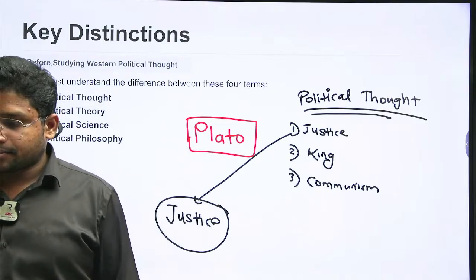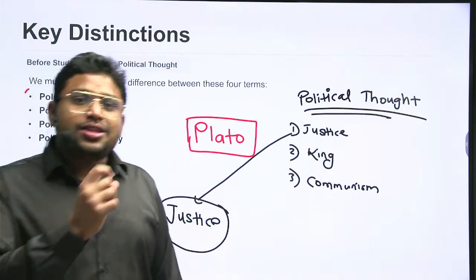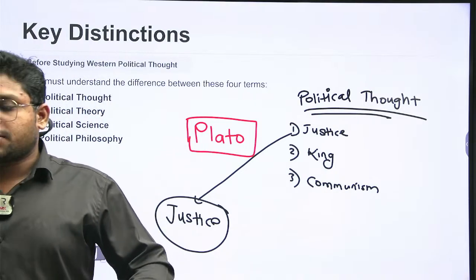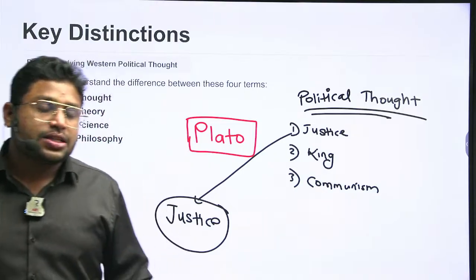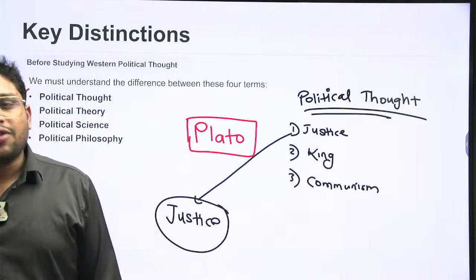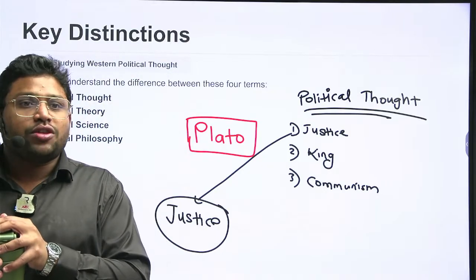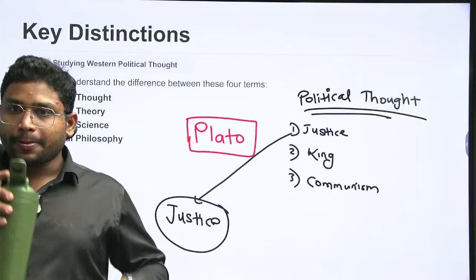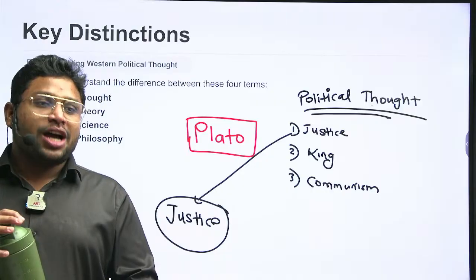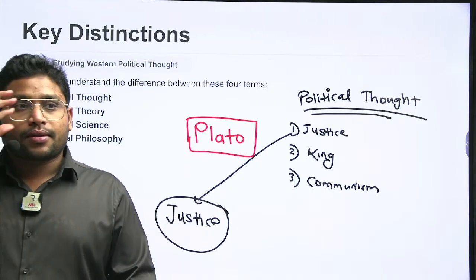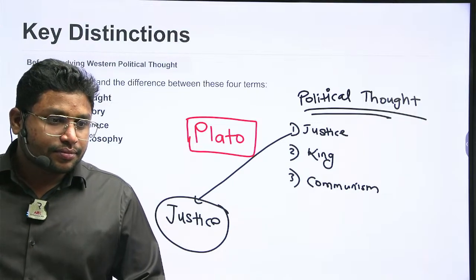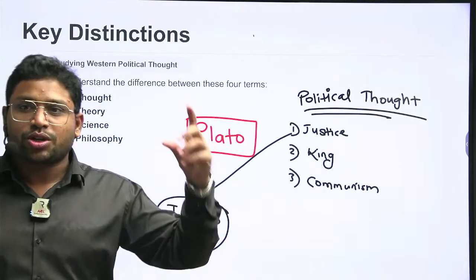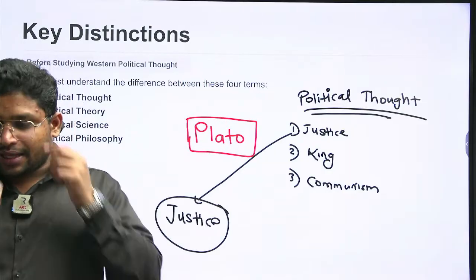For example, Gandhi's political thought includes ideas of non-violence, Swaraj, Ram Rajya, etc. In the Gandhi part of the syllabus, we will be discussing in detail about Gandhi's thoughts. Okay, even if you don't know these terms, what is Swaraj, what is Ram Rajya, don't worry, we will discuss in detail. Okay, next, right?